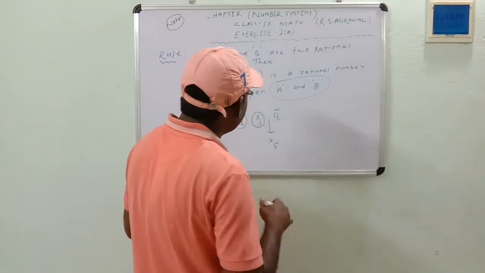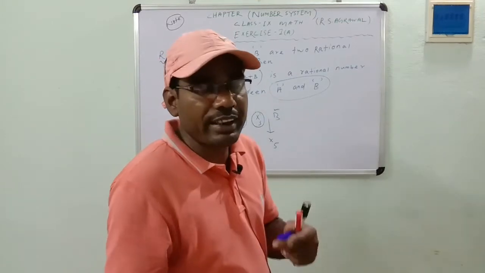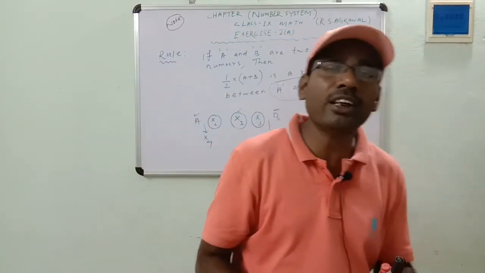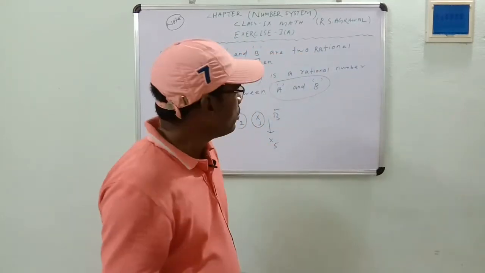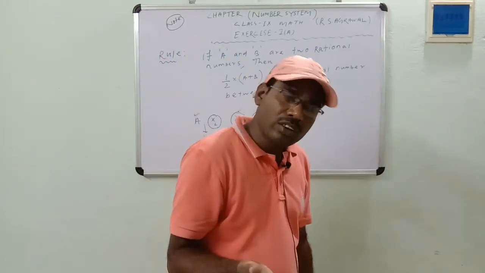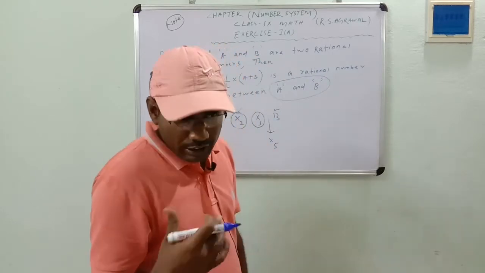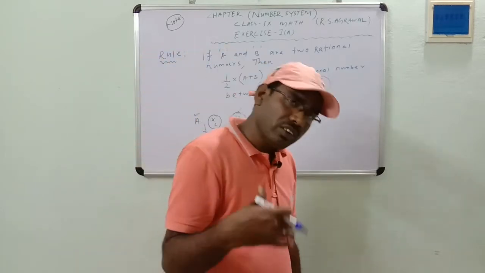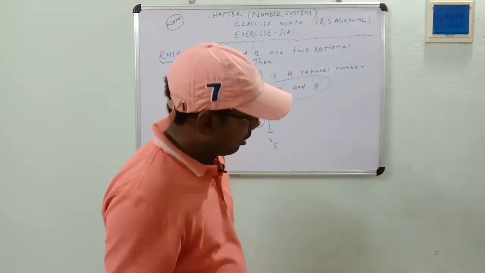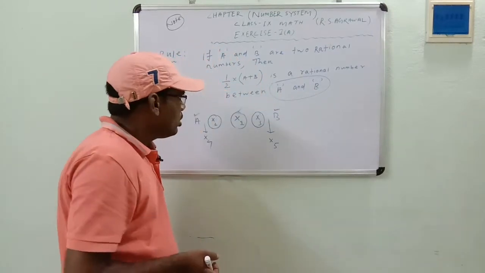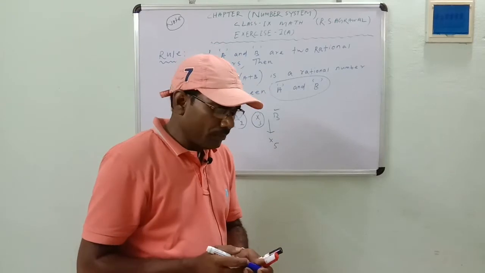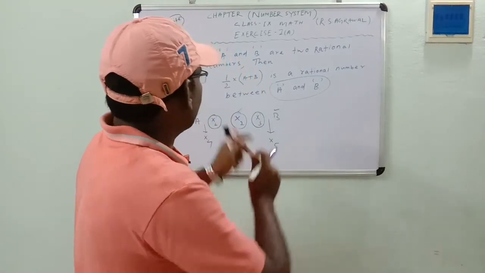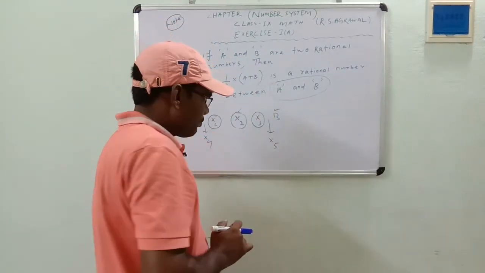So in this way you can find out any number of rational numbers between these two. If you want to find only one, you can find it. If you want to find two rational numbers, you can also find them. In this way you can find any number of rational numbers between the two given rational numbers.